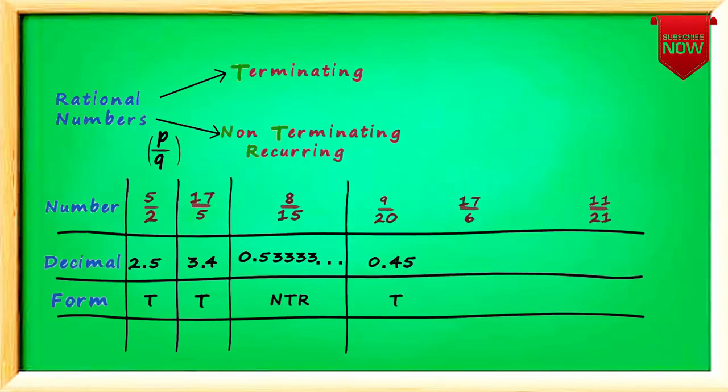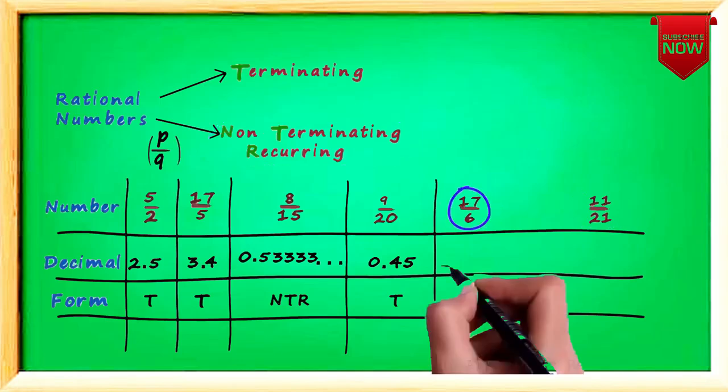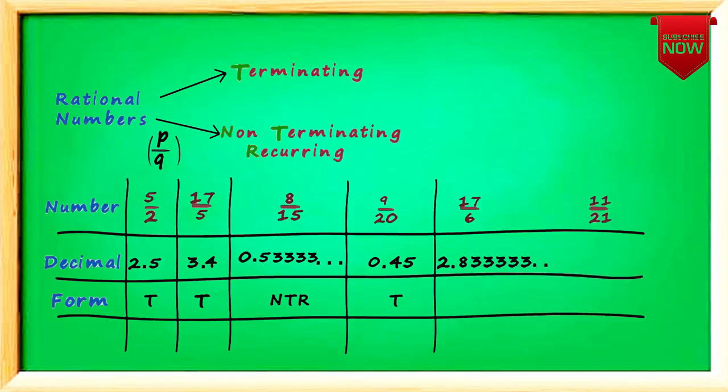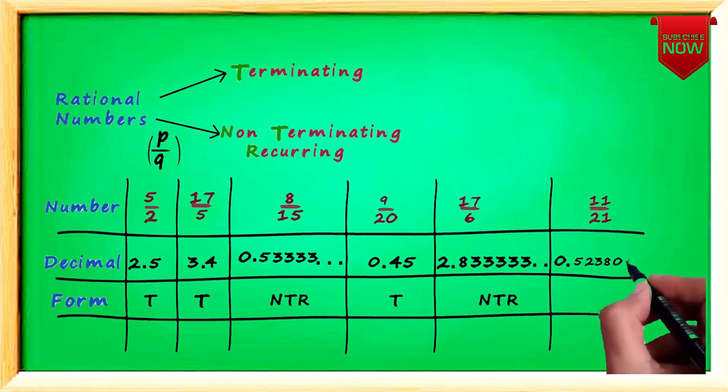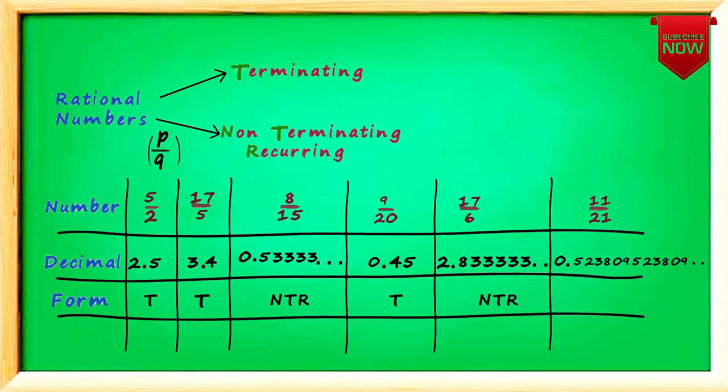So what we are doing here is calculating the decimal value of all the numbers and classifying it into terminating and non-terminating recurring decimals. Only 2 more numbers remain. 17 by 6 equals 2.83333 and so on. So, it gets classified as non-terminating recurring. And 11 by 21 equals 0.523809523809 and so on. This part is repeated. So, it's a non-terminating recurring fraction.